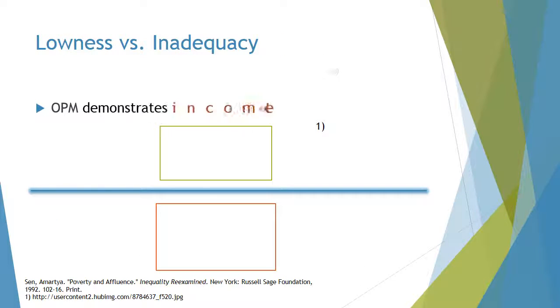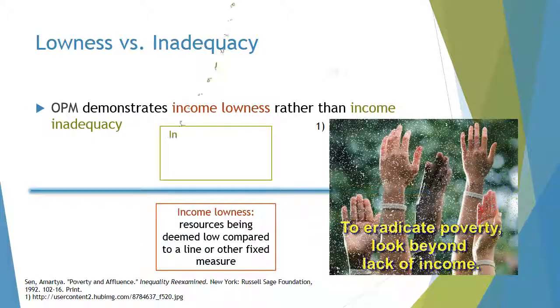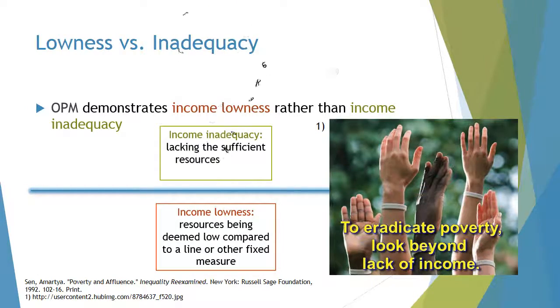The outcome of utilizing the OPM is a determination of income lowness, that is, a family not having enough income to meet a threshold. However, income lowness is simply not sufficient for understanding and measuring poverty in the U.S. The proper approach to measuring and defining poverty includes the application of capabilities and income inadequacy.